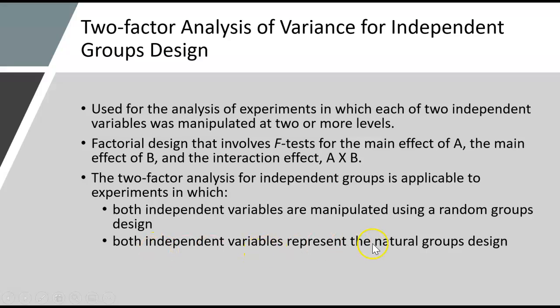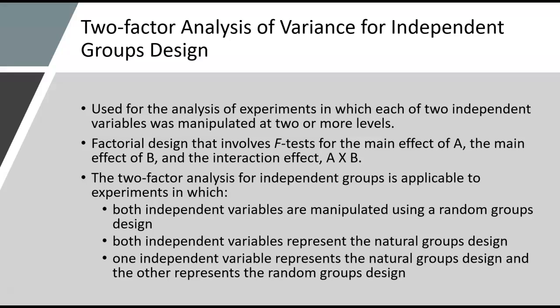You could have IVs that are in a natural groups design. So in your semester project database, you could take age in 3 groups and sex, where you have 2 groups, and do basically a factorial testing for differences on dependent variables like life satisfaction to see if there's an interaction between age and sex on your dependent variable. And that's what they mean by natural groups design.